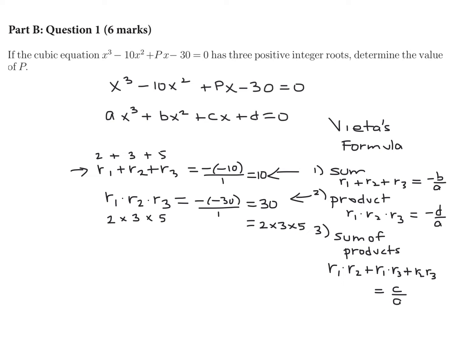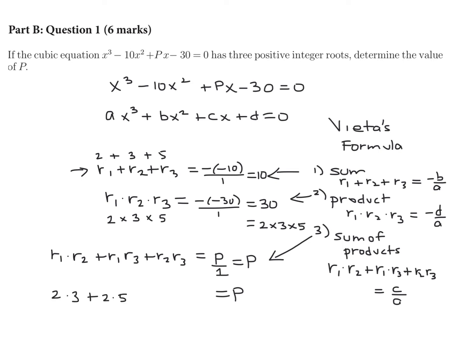So what do they want? They want me to figure out p. P is right up here. So that's where this third one comes in, the sum of the products: R1 times R2 plus R1 times R3 plus R2 times R3, and that's c over a. In our case, c and a are p and 1, so that works out very nicely. That's just p. So p is equal to 2 times 3 plus 2 times 5 plus 3 times 5. That's 6 plus 10 plus 15, and therefore p is equal to 31.